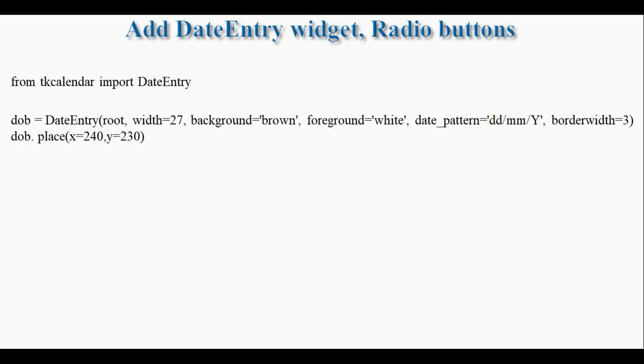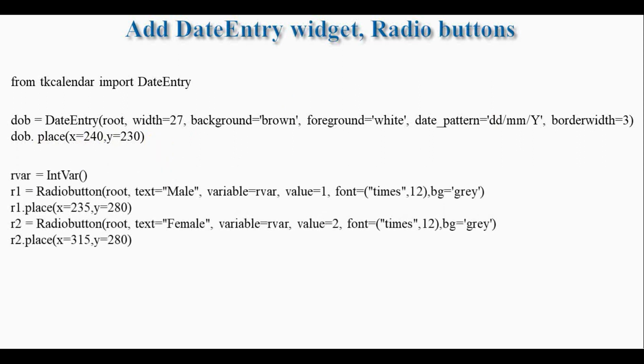The date pattern by default will be month, date and year. So I want the date to come first, so I have mentioned dd/mm/Y. The capital Y represents all 4 digits of the year, like 2020. And I am setting the border width as 3. Then I am placing that with X and Y coordinates set as such.